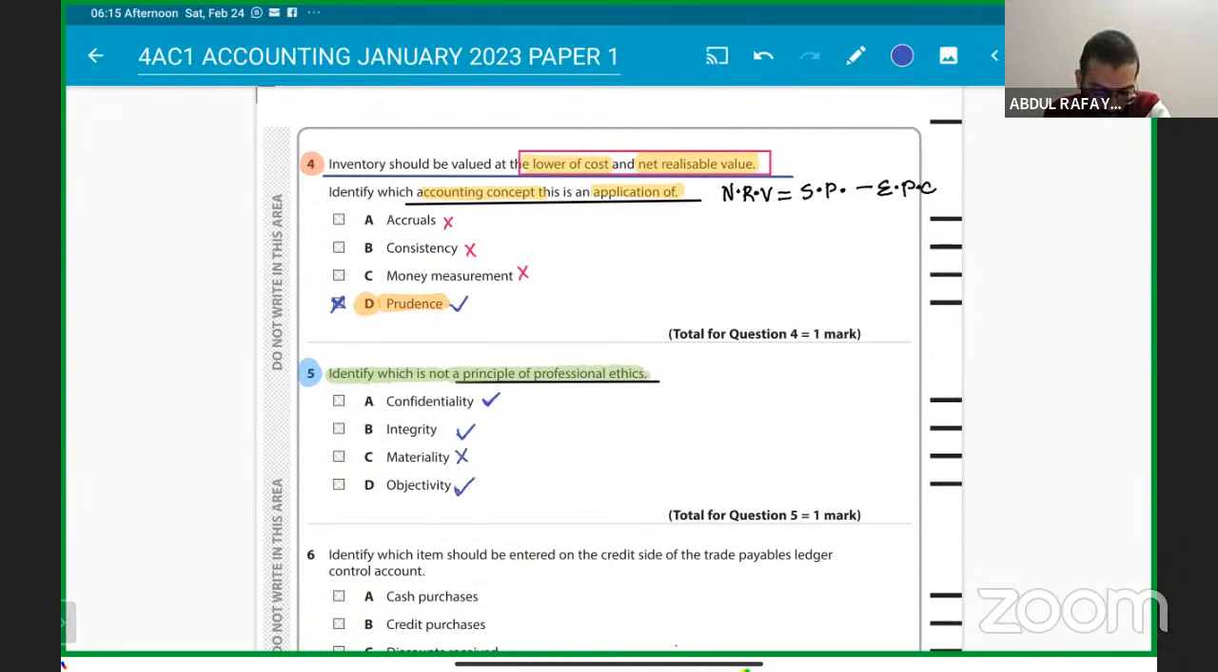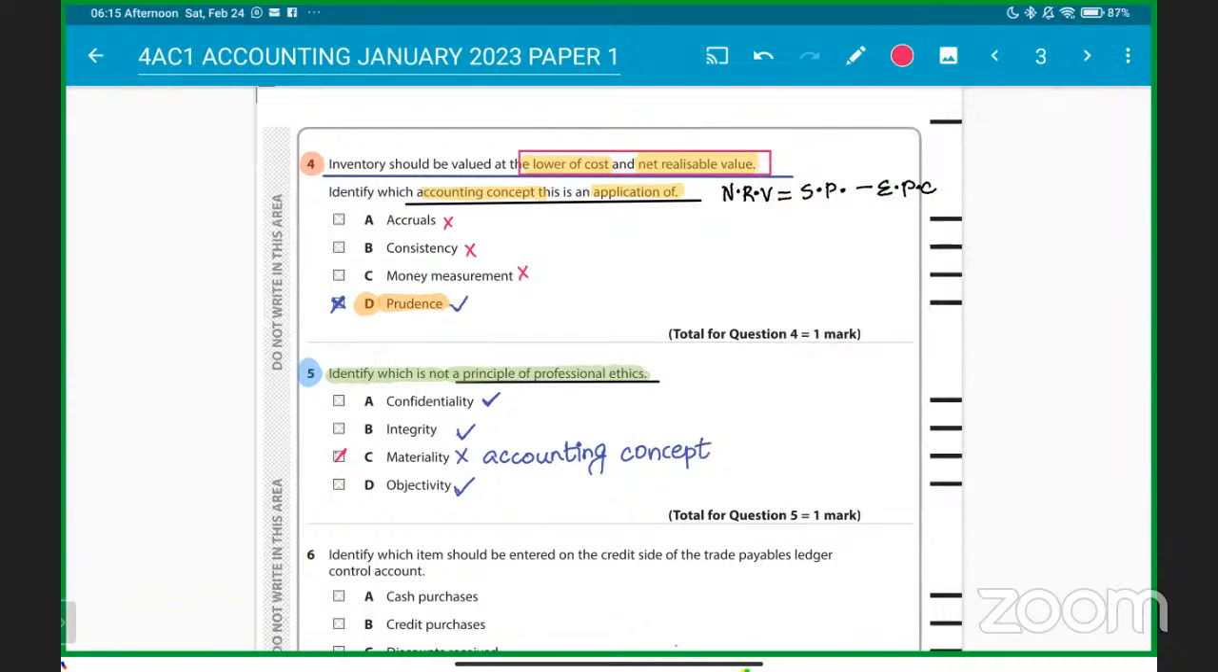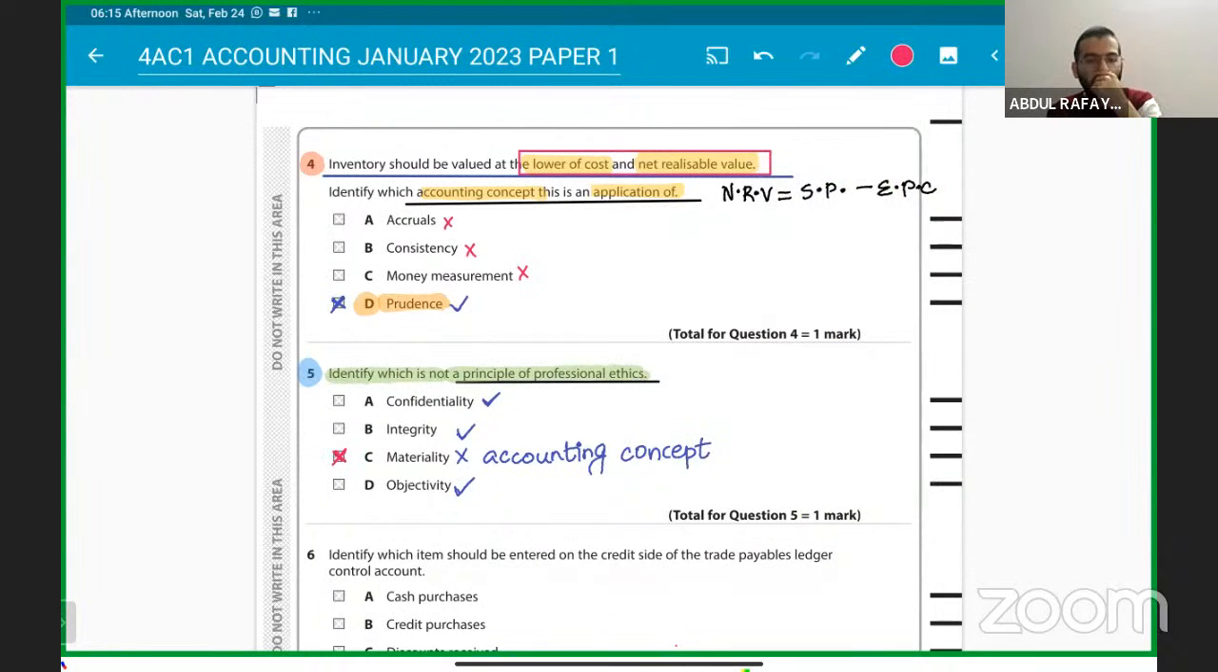Materiality is an accounting concept, not a professional ethic. So I think you said C, right? Yes, C is the answer here. That is 5C: materiality is an accounting concept, not professional ethics, while objectivity basically means the objectives should be clear.